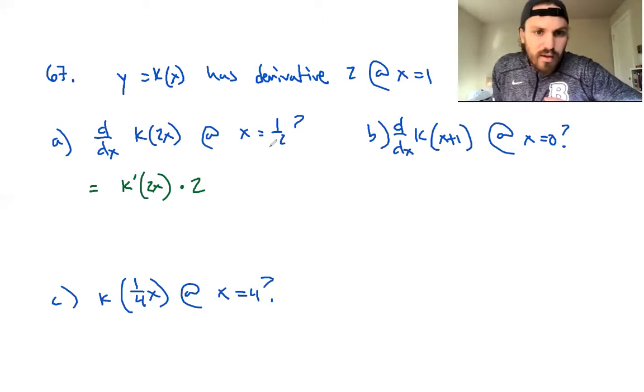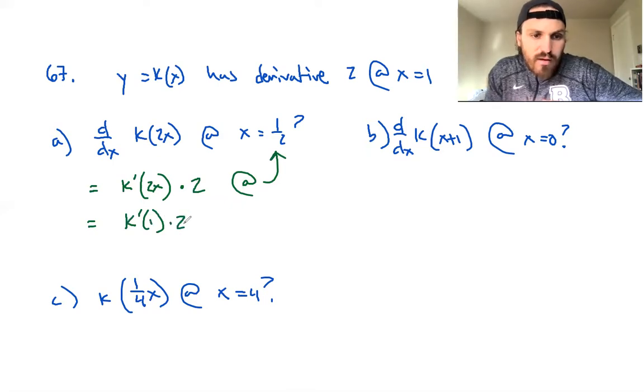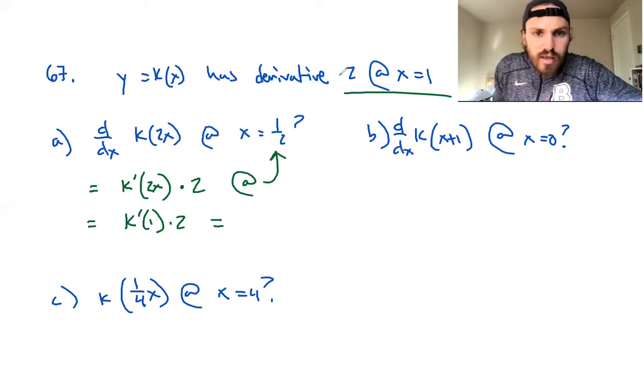So the derivative of k of 2x should be k prime of 2x times 2. Okay, now we're going to plug in x equals 1/2. So at x equals 1/2, we should get k prime of 1 times 2, because if we plug in 1/2, 2 times 1/2 is 1, of course. So now k prime of 1 times 2. And we know that at x equals 1, k prime is 2, right? Y has derivative 2 at x equals 1, so this should be 2 times 2, which is simply 4.